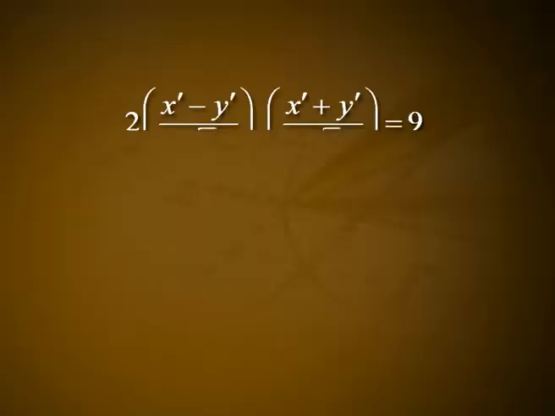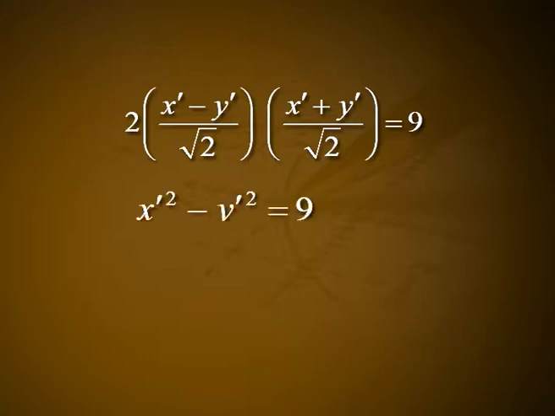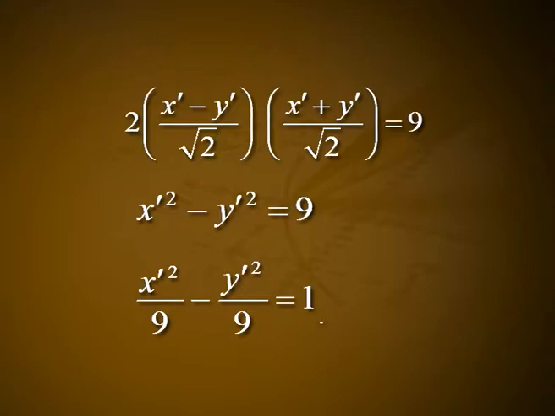Substituting these into the equation 2xy = 9, we obtain 2 × (x' - y')/√2 × (x' + y')/√2 = 9. x'² - y'² = 9. x'²/9 - y'²/9 = 1.